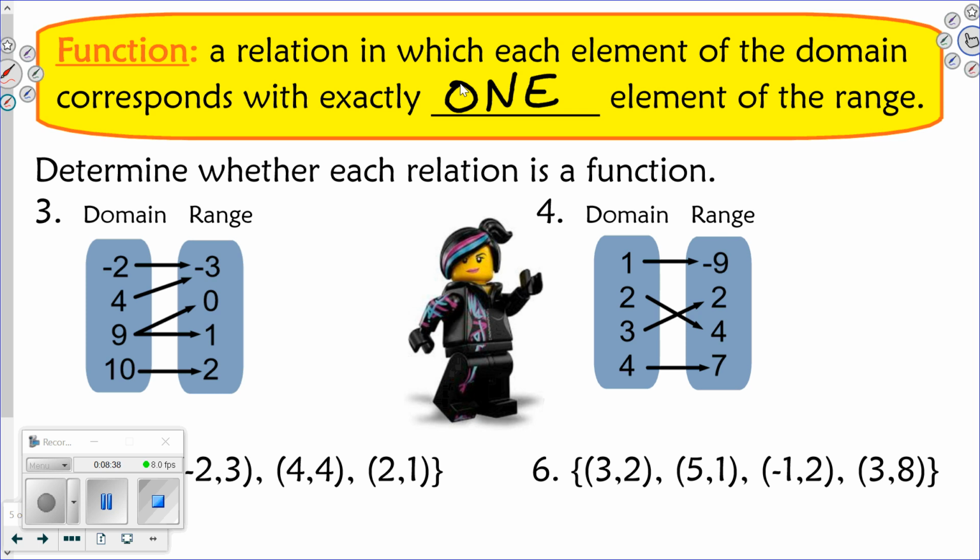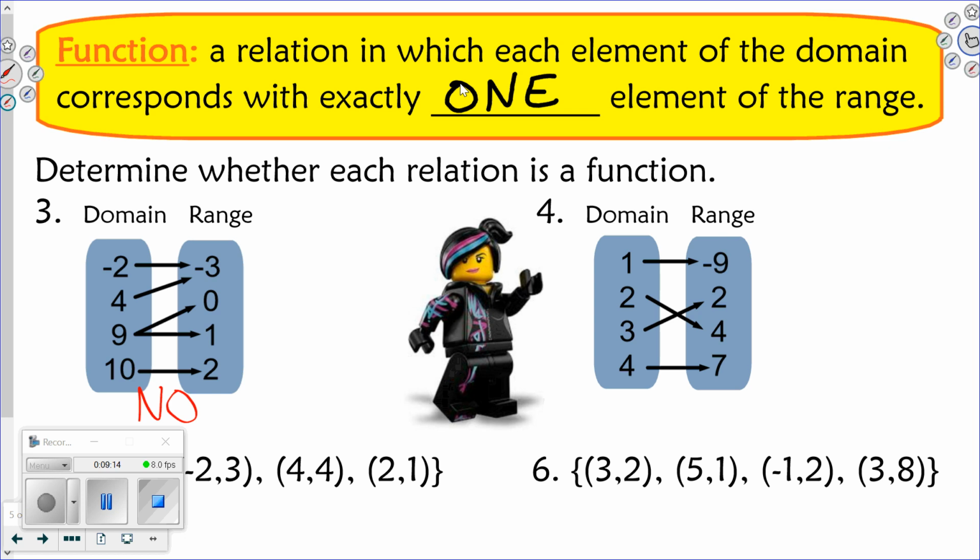Think of the machine. I plugged in a -2, I got a -3. I plugged in a 4, I got a -3. Plugged in a 9, what happened when I plugged in a 9? I got a 0, and then I plugged in a 9 again, and I got a 1. What's wrong with my machine? It's broken. When I plug in these inputs, I better not get two possible things coming out. So is this a function? No. The machine's broken. I plugged in a 9 twice and got something different. That should not happen.